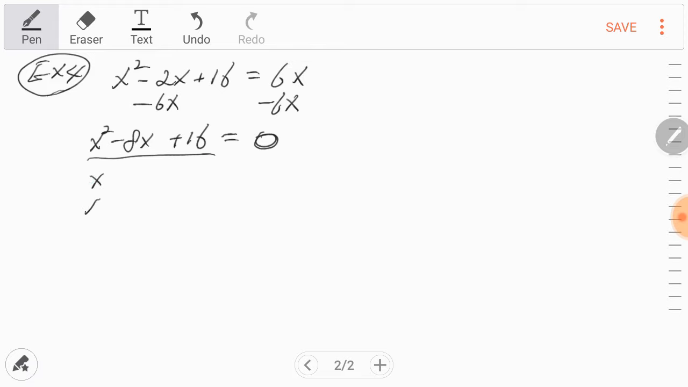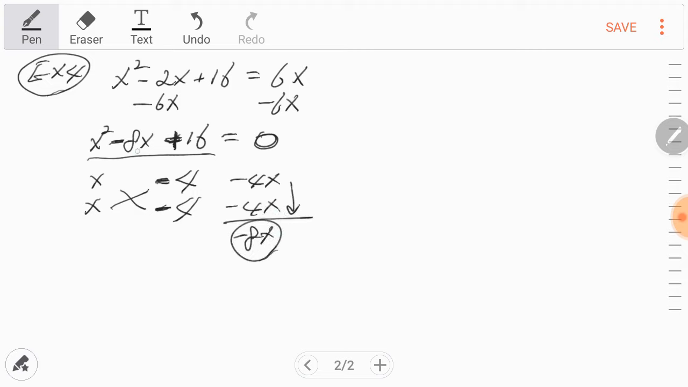Then x times x, 16 can be 2 times 8, or 4 times 4. So let's try 4 times 4. The product has to be positive. So why don't we put both negative? Because we need a negative result. So both negative still makes positive 16. Then this cross product is negative 4x. The sum is negative 8x, which is same as the term in the middle.